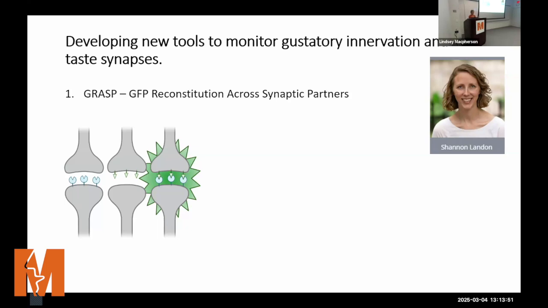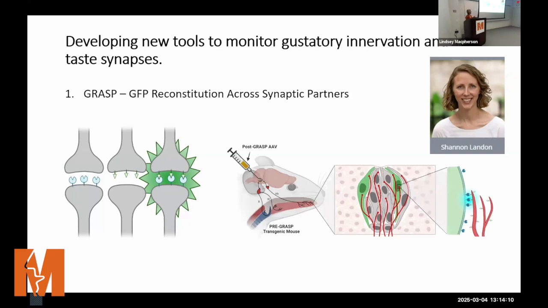So the idea behind this is to put GRASP into the taste system to probe where the taste receptor cells and taste ganglion neurons synapse, and hopefully be able to use this to monitor taste synapse formation, reconnection, and coming apart and back together again over time. To do this, we needed to take advantage of both transgenic and viral approaches.